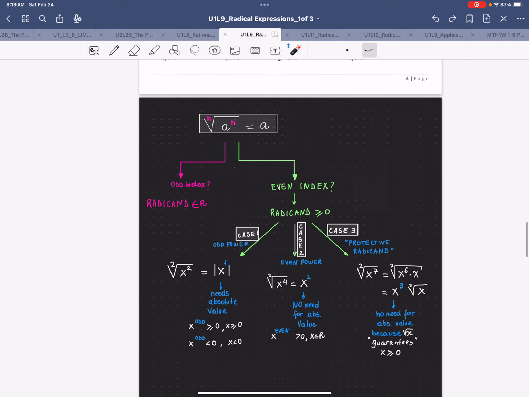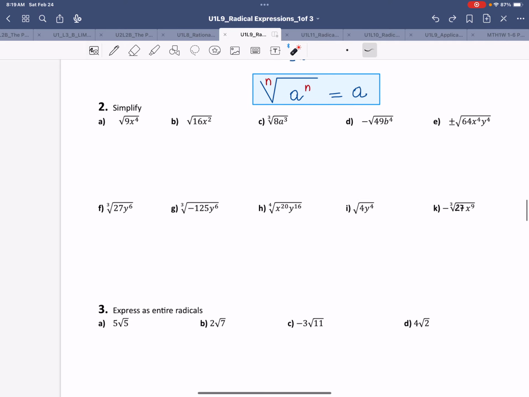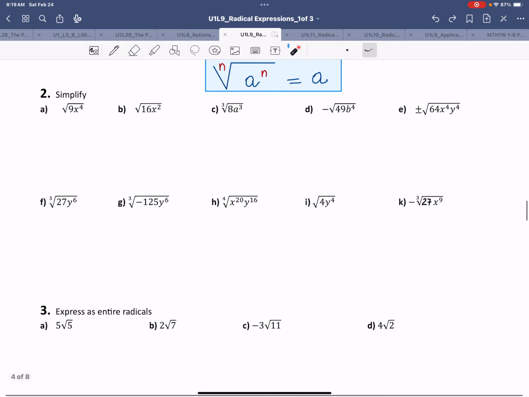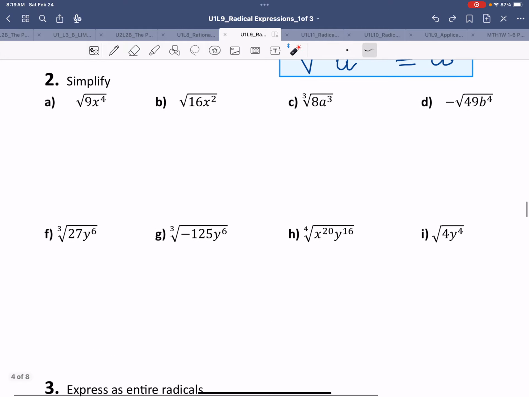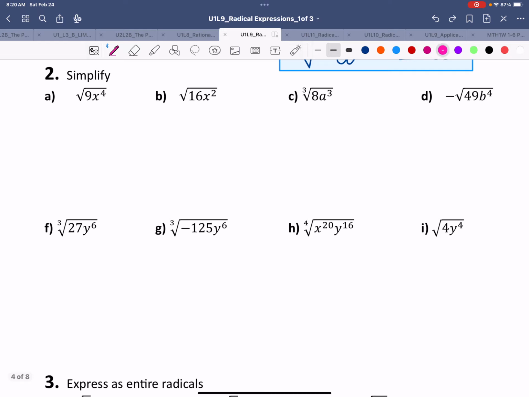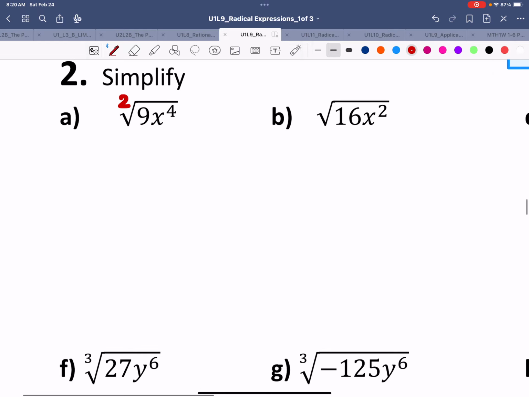So with this in mind, we're going to go over a couple of examples here. We have to simplify the square root of 9x to the power of 4. So again, you start off from the index. The index is 2, which means the index is even. So when we simplify this radical term, we need to express the radicand as a power of 2.